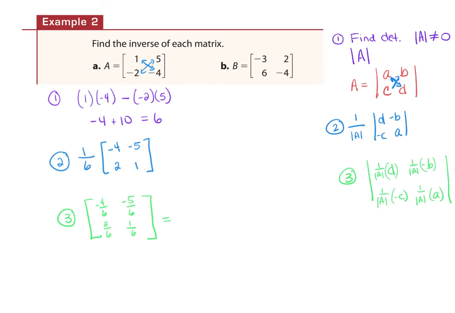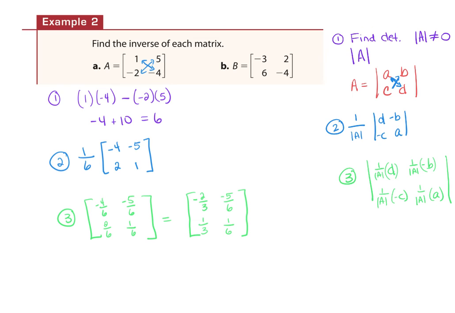And then I want to take these and see if I can reduce them, which you can for a couple of them, right? -4/6 reduces to what? -2/3. Yeah. -5/6 cannot reduce, so we're going to leave it alone. 2/6 can reduce, and 1/6 cannot. This is my inverse, okay?